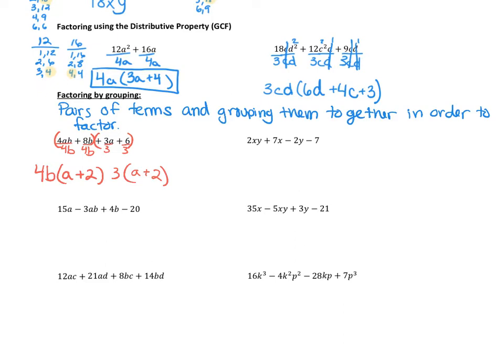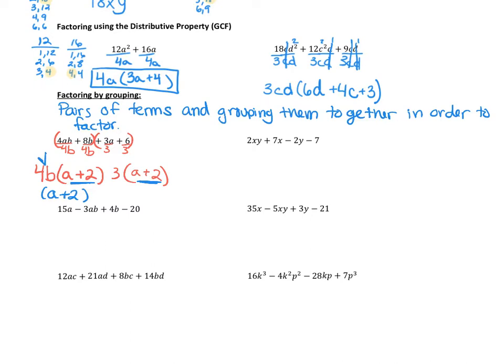Now, to write my final answer, when I get to this step, I know I did it right because I have this A plus 2 is the same. If what's in your parentheses is not the same, then you made a mistake, so you need to go back and check your work. So when I'm writing my final answer, I'm going to take what's in the parentheses and I'm going to write it just one time.